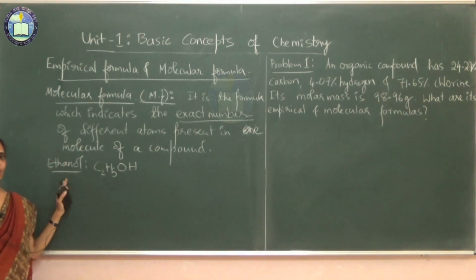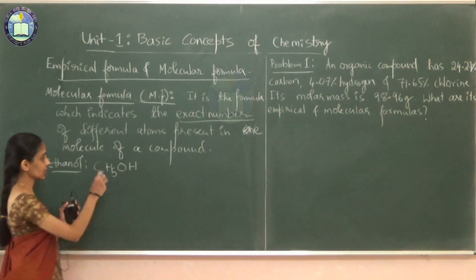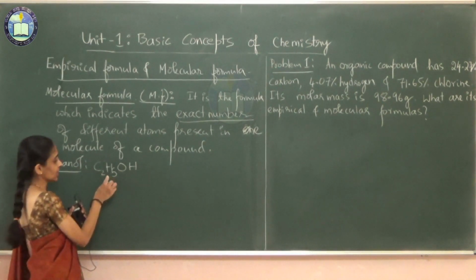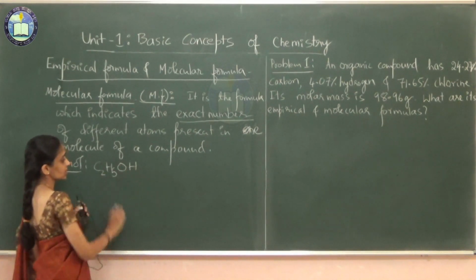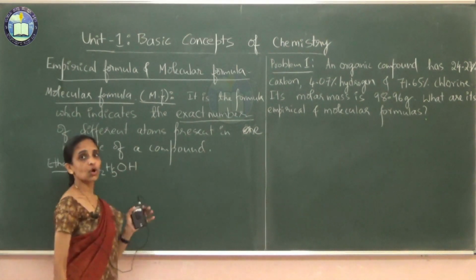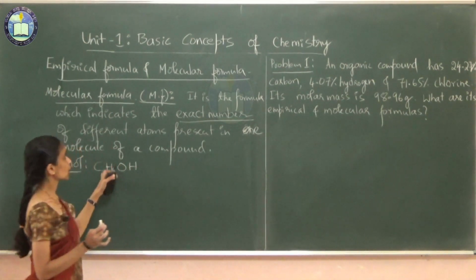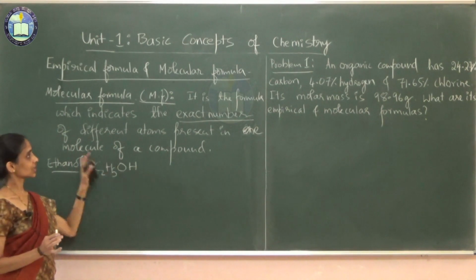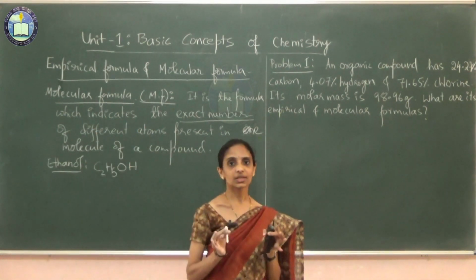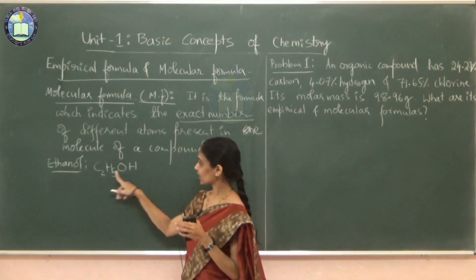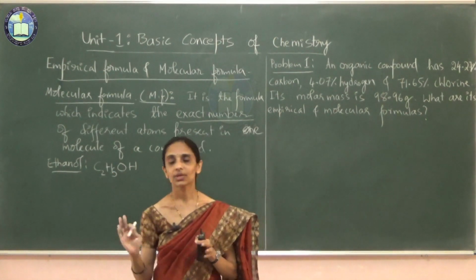So, what is this molecular formula of ethanol indicating? In one molecule of ethanol, there are 2 carbons, 6 hydrogens and 1 oxygen. So this is the work of a molecular formula. That is, it indicates the exact number of different atoms present in one molecule of the compound.